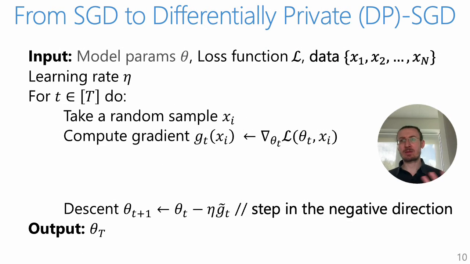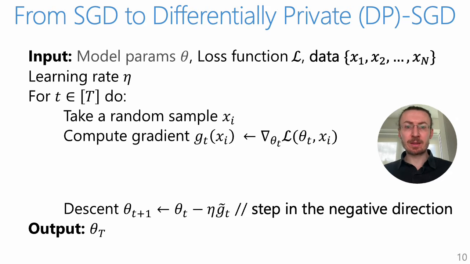Okay, so let's start from the beginning of the training of ML models. So here we present the standard SGD algorithm. SGD stands for stochastic gradient descent. So in this algorithm, at each step, one forms a mini batch of random examples. In this case, we just limit this to just a single random example, x sub i, to simplify the presentation.